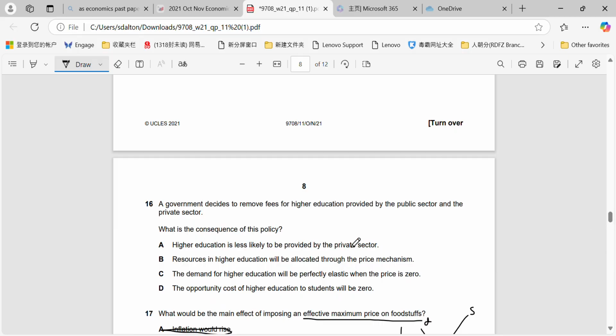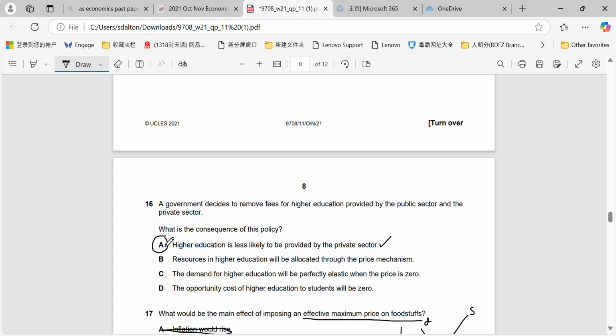Okay, question 16. A government decides to remove fees for higher education provided by public sector and private sector. What is the consequence of this policy? Okay, simple. This would be A. Higher education is less likely to be provided by private sector.